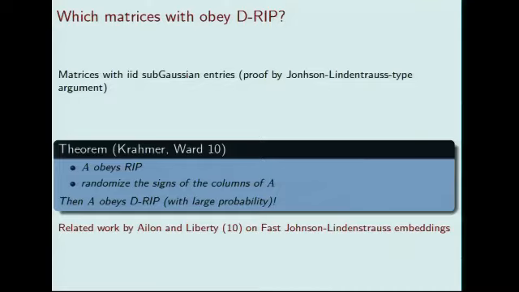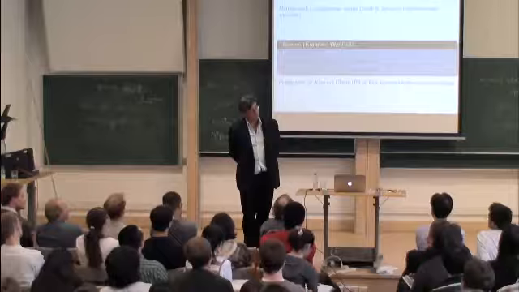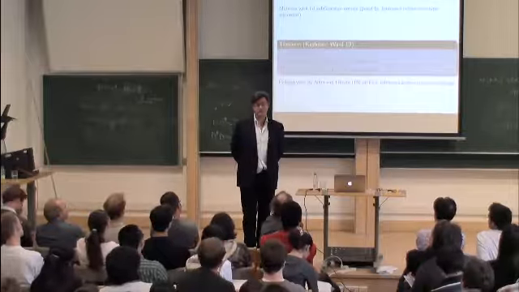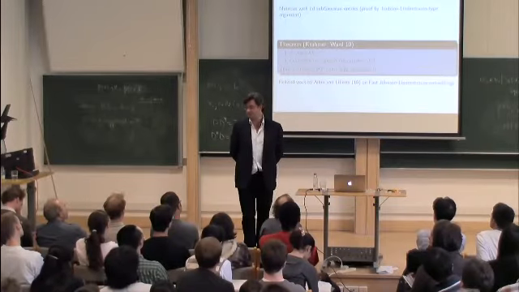Then that's it. This matrix obeys DRIP. Then A obeys DRIP with very large probability. So just by randomizing the signs of the columns of a matrix that obeys RIP, I obey DRIP. So I now know how to construct a matrix that obeys DRIP and has a fast algorithm: take a Fourier matrix, randomize its sign, and that's it.